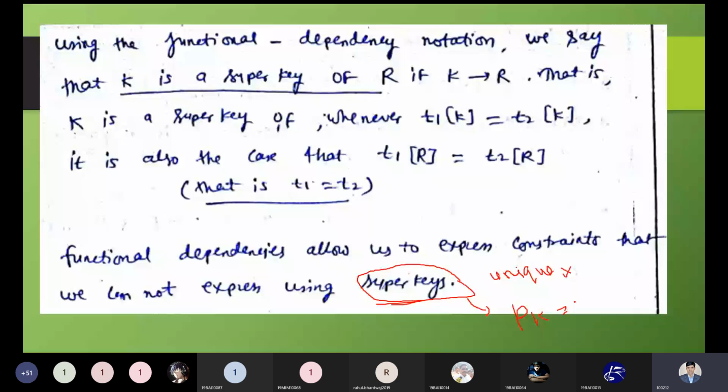Name and your phone number, anything could be the key by which you can say I have a unique, a single record.